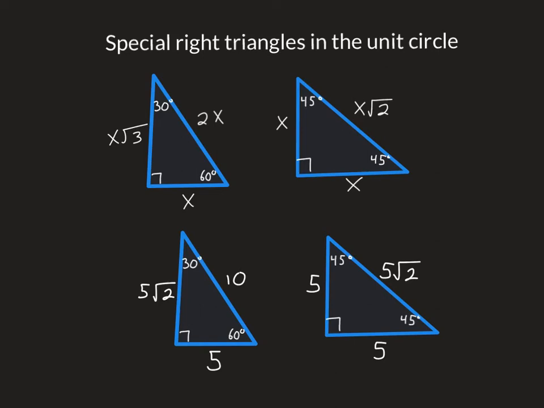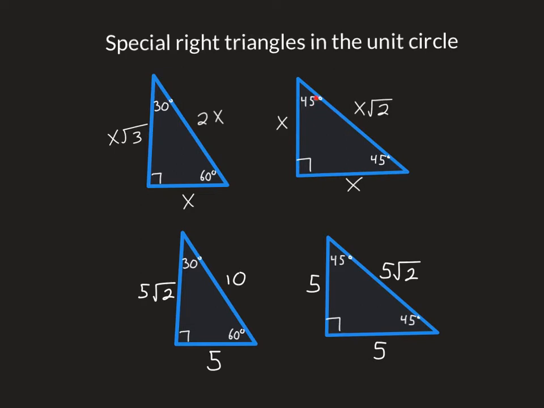Here we're going to talk about special right triangles and how they can be used in the unit circle to find specific trig ratios. So hopefully we have a rough idea of our special right triangles from Math 2. Probably the easier one is our 45, 45, 90 right triangle.